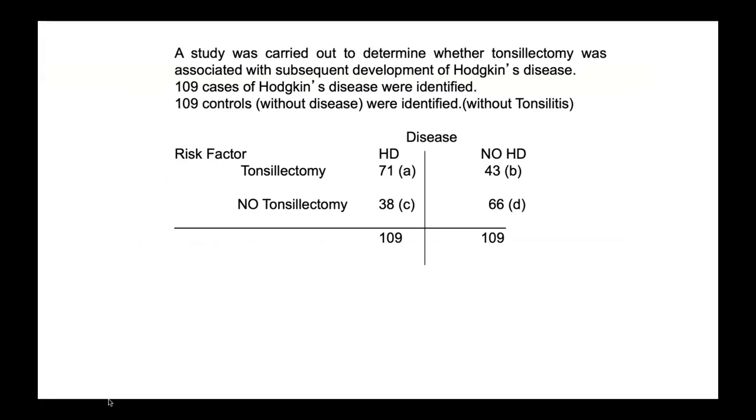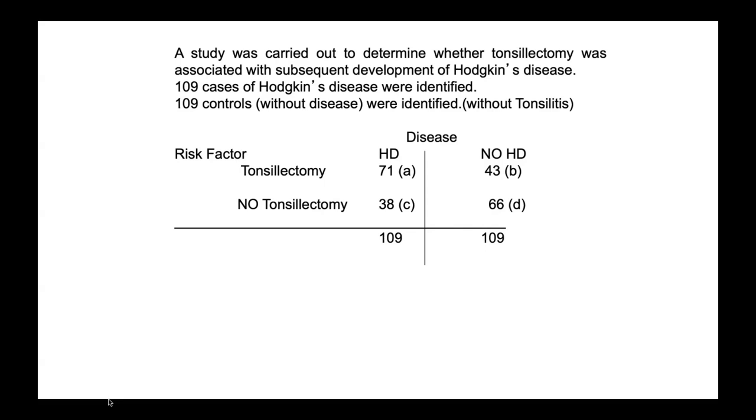A study was carried out to determine whether tonsillectomy was associated with subsequent development of Hodgkin's disease. 109 cases of Hodgkin disease were identified, and 109 controls without the disease, but with tonsillitis. So what is your result? So 2.86. Okay, what does it mean?